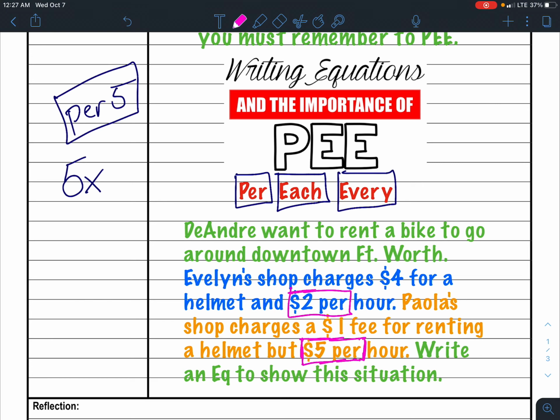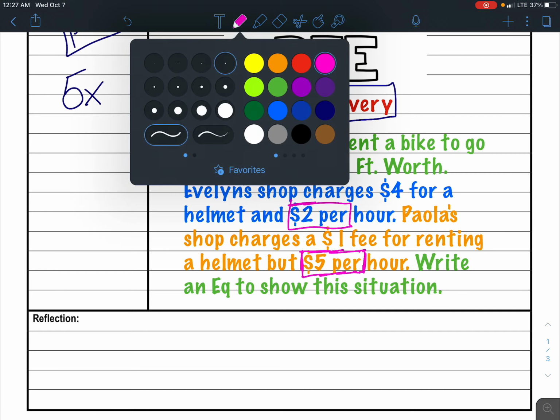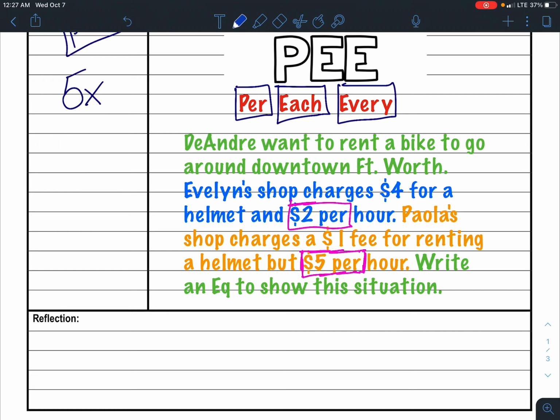So we need to write an equation to show this situation. So I purposely did these in different colors so that way you can see the two different parts of the equation. So first we're going to write the equation for Evelyn's side. So here, if Evelyn charges $4 for a helmet and $2 per hour. So like I said, anytime we see the per, each, and every, that number gets my variable. So let's say my variable is going to be h, because we're talking about how many hours DeAndre is going to be riding his bike.